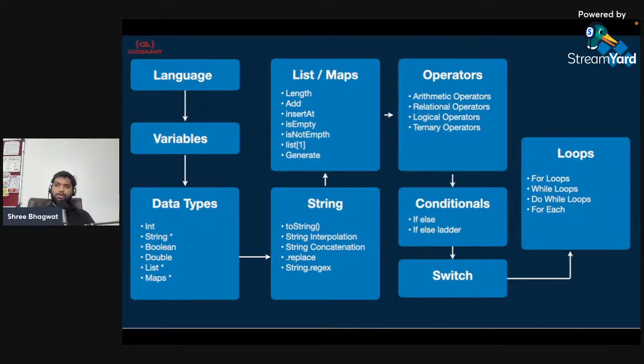And maps. A map is a key-value pair data type that is very useful in, let's say, databases, and for passing or getting data. So that is all in maps.